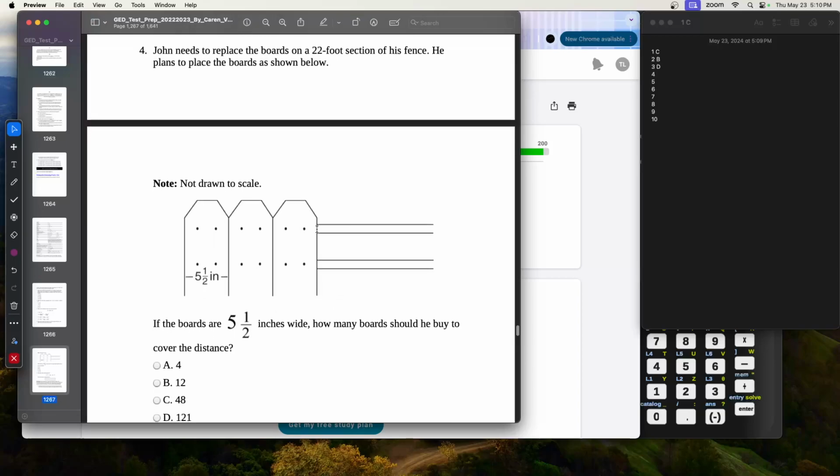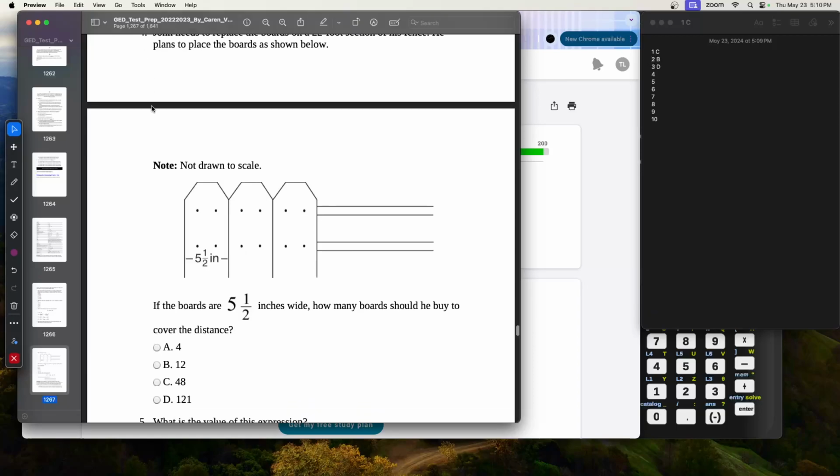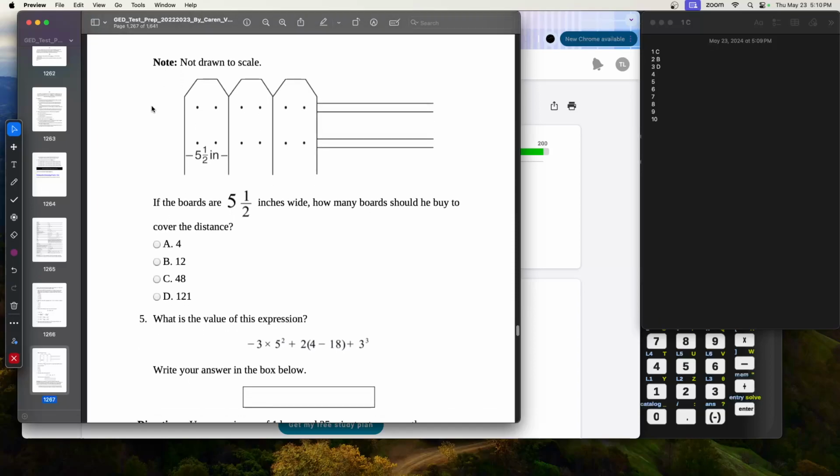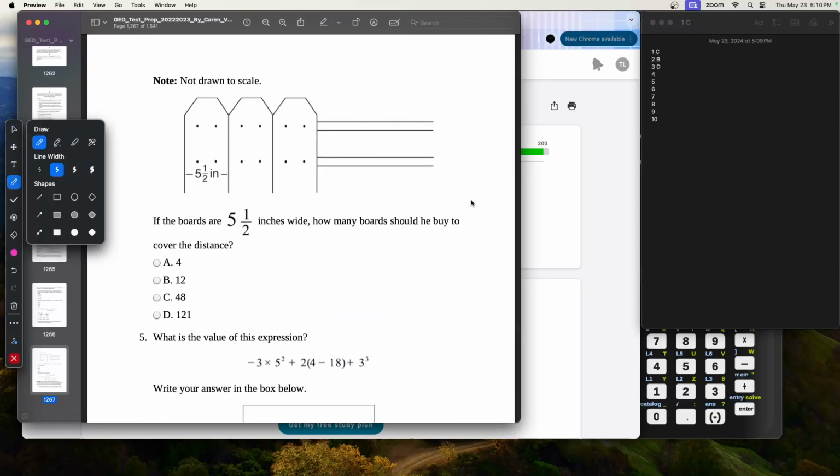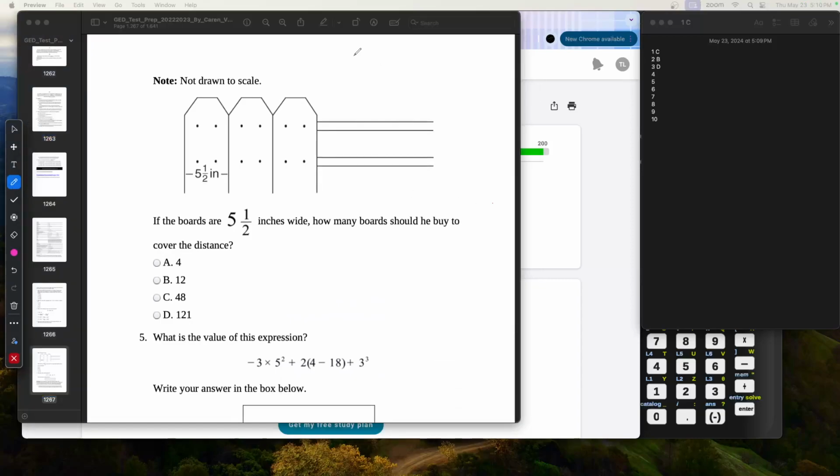Okay, we have question 4. John needs to replace the boards on a 22-foot section of his fence. He plans to place the boards as shown below. If the boards are 5.5 inches wide, how many boards should he buy to cover the distance? 22 feet. Okay. A couple different steps here.